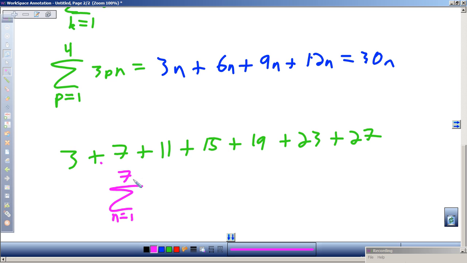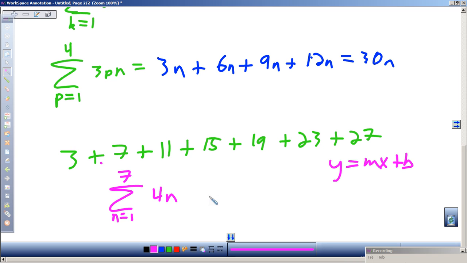Good. Does this look like it's linear? Like, is it changing the same amount each time? So, how do you write the equation of a linear line? Okay, y equals mx plus b. And what is the change going to be? What is the slope? 4. Because it's going up by 4 each time. So I can put 4n.